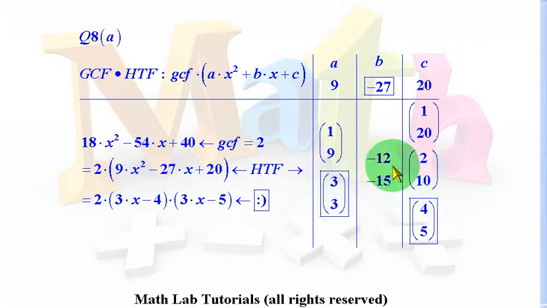3 times 4 is 12. 3 times 5 is 15. Put it down. Now, don't put the signs down. These two numbers have to add up to negative 27. To do that, you have to have a minus 12 minus 15.